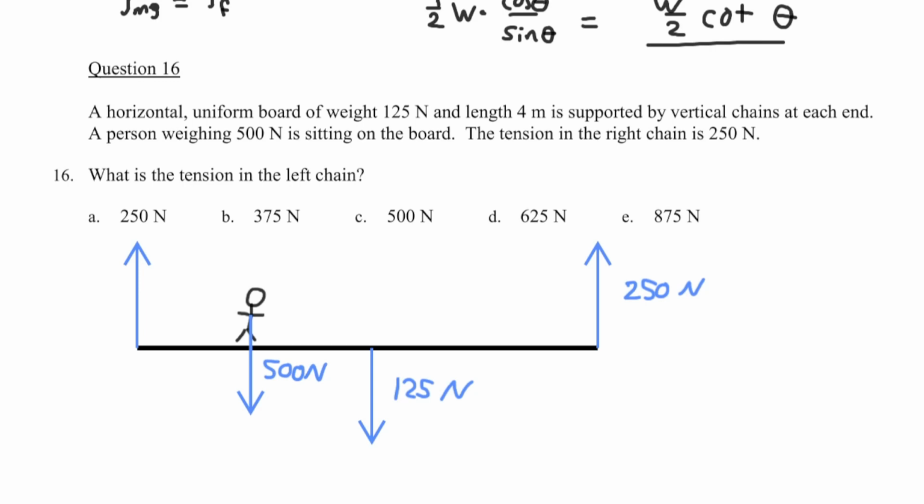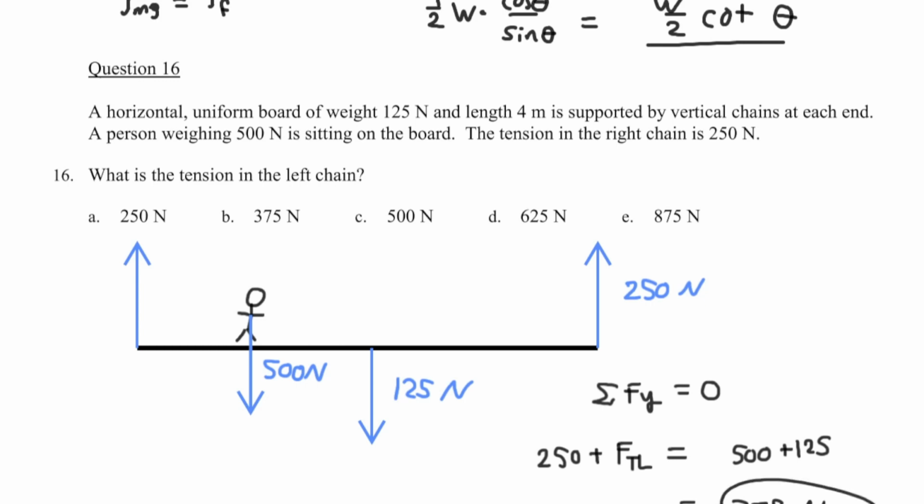What is the tension in the left chain? Well, don't overcomplicate this. The beam's at rest. So, we know that the sum of the forces must be 0. So this means that the 250 newtons up plus the other chain is equal to the two forces down. So, subtract 625 minus 250, and that's just going to be 375. So that's easier than it looked.